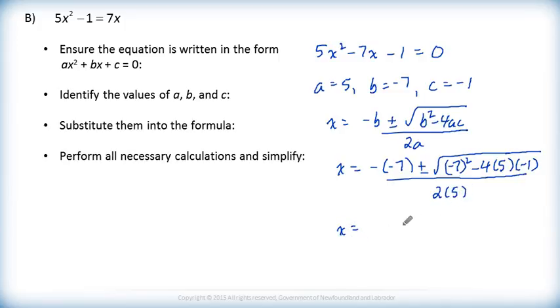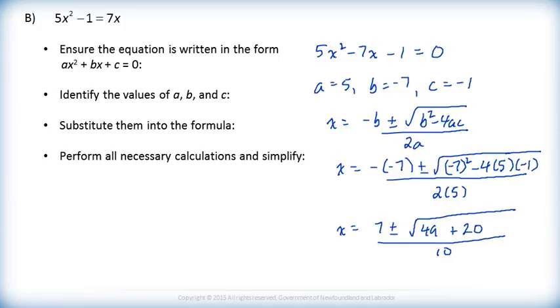So the result there is we have negative of negative 7 is positive 7 plus or minus the square root of negative 7 squared is 49. Now here, be very careful with your signs. Negative 4 times 5 is negative 20 times negative 1 actually gives us positive 20 all over 10. That place right there where I said be careful with the signs, that's a common place to make an error. So we've got x equals 7 plus or minus the square root of 69 all over 10.